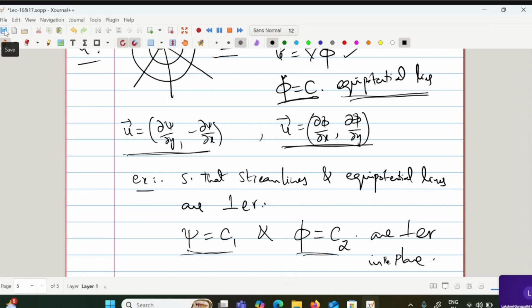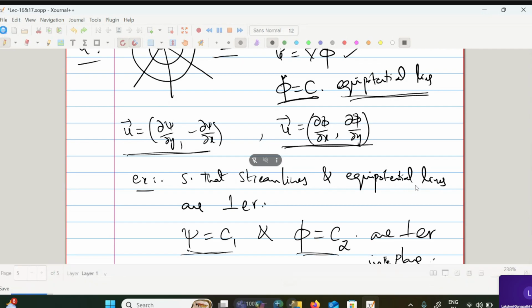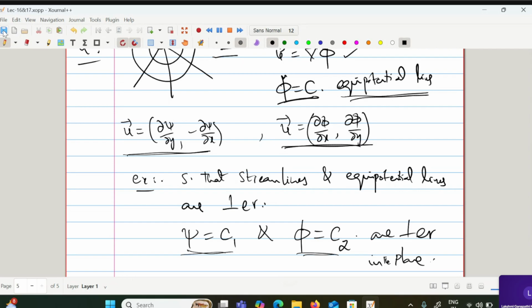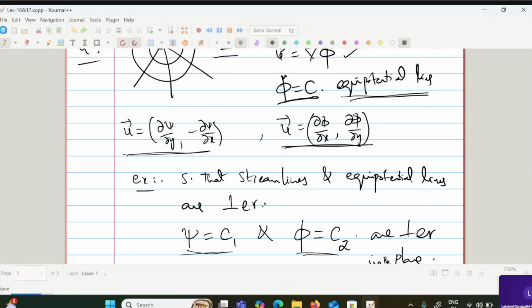Maybe I'll stop here. Next class I will do the vorticity equation, and there is something called the Kelvin circulation theorem. All those things we'll see.